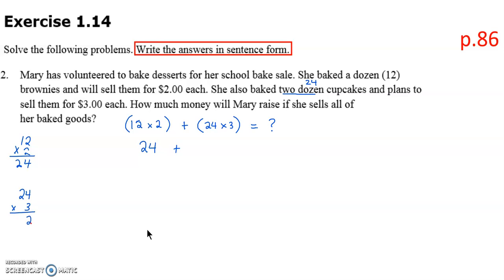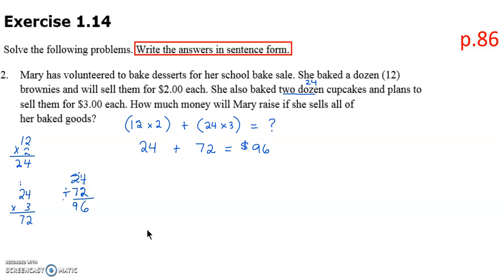3 times 4 is 12, and I carry my 1, and 3 times 2 is 6, and 1 more is 7, so that's 72. We're going to be getting an answer in dollars, and we're going to do that work. 24 plus 72, 4 plus 2 is 6, and 2 plus 7 is 9. So we're going to get $96.